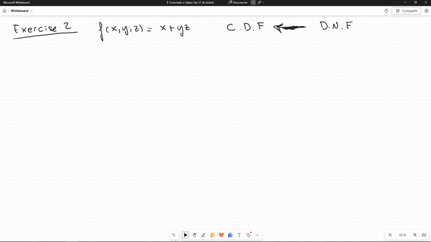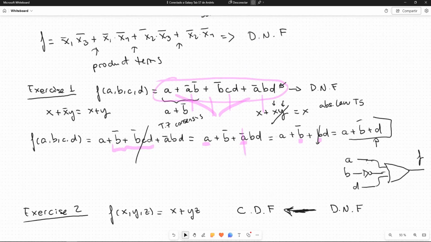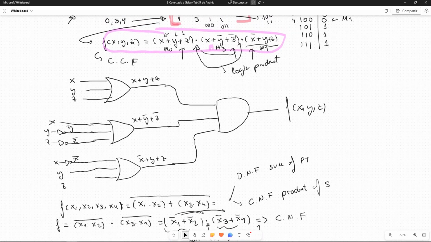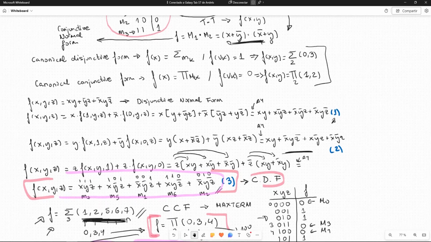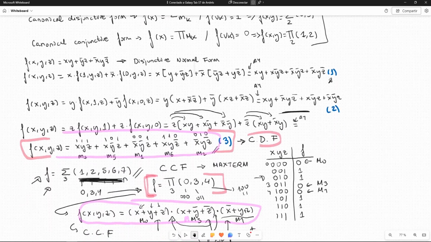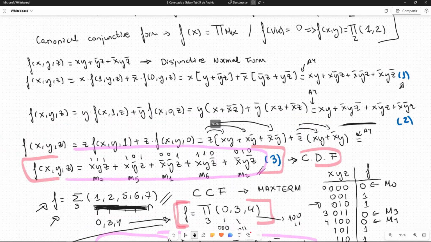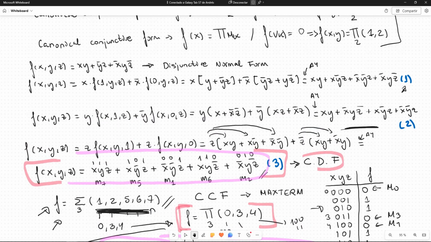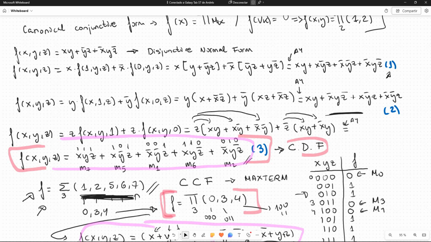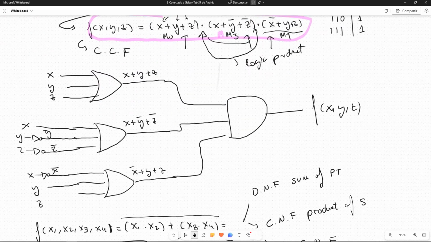If you remember, we applied the Shannon expansion theorem to all the variables to obtain the canonical disjunctive form. Okay, so applying the Shannon expansion theorem to the function, firstly using the x, later the y, and finally the z, we are going to obtain the canonical disjunctive form. But what happens? This is a really slow process. It's quite time consuming. I'm going to show you a trick to be much faster doing this.